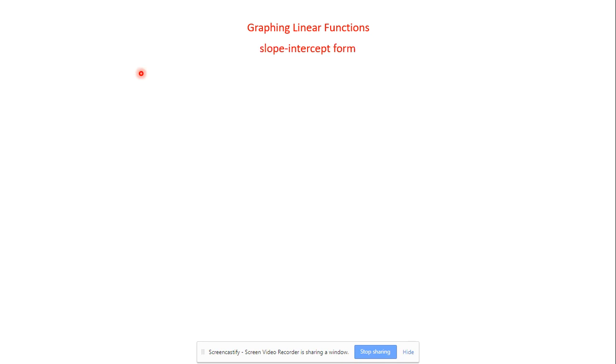Another way is writing it in slope-intercept form. What is slope-intercept form? You guys know it. If I asked you what is the equation of a line, what's going through your head right now is probably y equals mx plus b. That's slope-intercept form, where m is the slope, and b is the y-intercept. That's why it's called slope-intercept form.